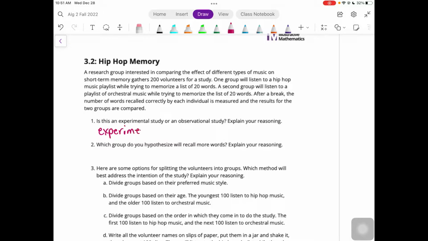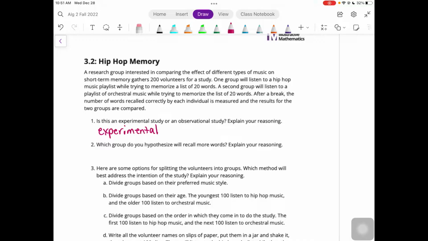because you are taking the two groups and separating them. Well, you're taking the group of people and separating them into two, and you have a control group. Well, not really control, but you have two different groups that are doing two different things. So you are changing behaviors in order to see the outcome.